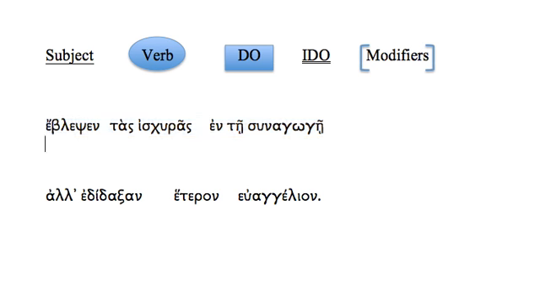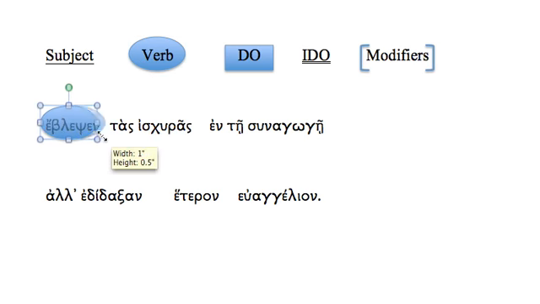Let's find the subject. Do we have an external subject in this sentence? Well, tas ischuros is not a possibility. It doesn't have a nominative. And en te synagoge is governed by this head preposition, so it's a prepositional phrase, en te synagoge. So it seems as if all we have here is eblepsen, which is a verb. Our subject will be a part of that verb. It will be the internal subject, as we've been calling it.